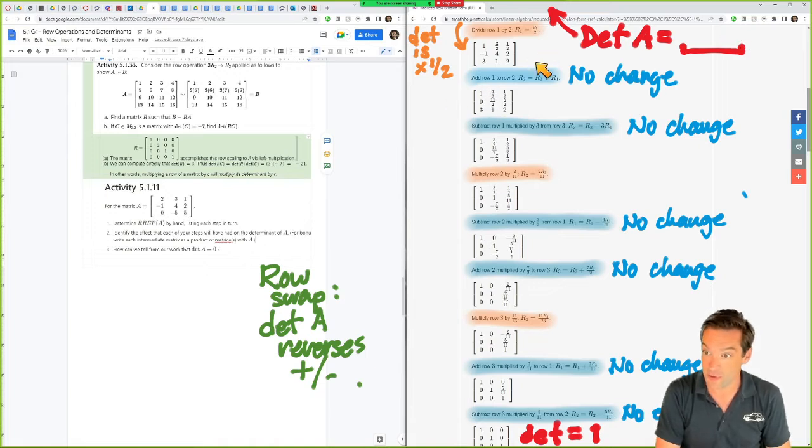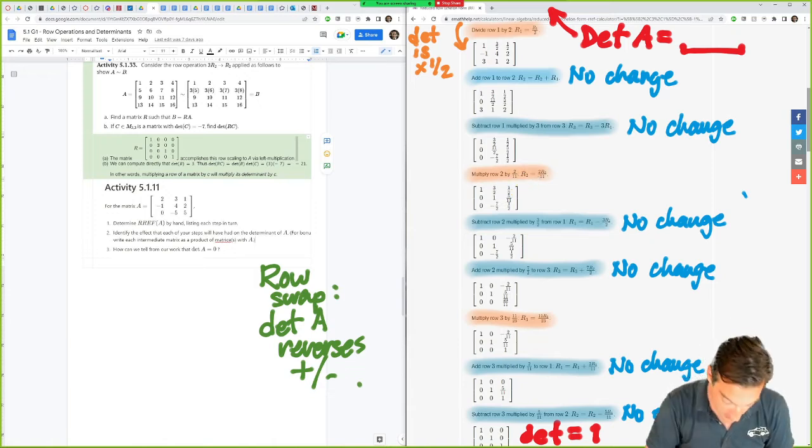And so then I keep going, no change here, no change here. Oh, here I multiplied row 2 by 2/11. Oh, yuck. So then what happens to the determinant at that step?